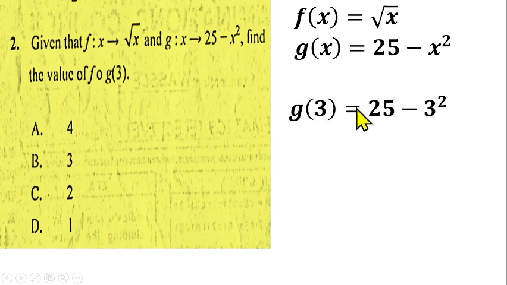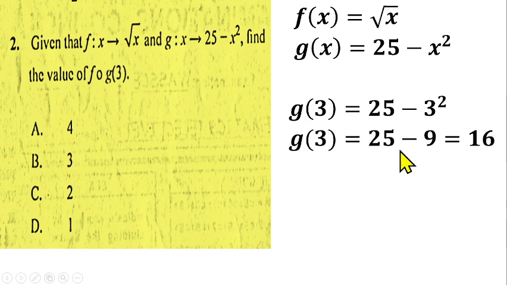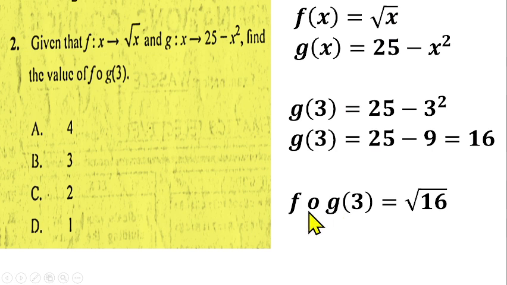So g of 3 will be 25 minus 3 squared, because your x is 3. That gives us 25 minus 9, which is 16. So g of 3 is 16. Then you put this g of 3 into f of x, so wherever you see x in f of x, you put 16 there. So f of g of 3 will be equal to Surd 16, and that gives us 4. So f of g of 3 is 4, which is option A for question number 2.